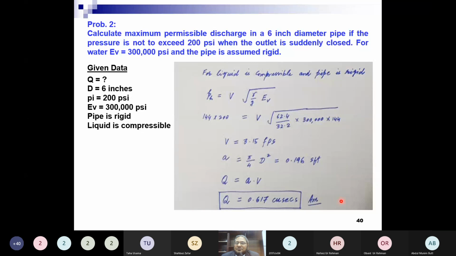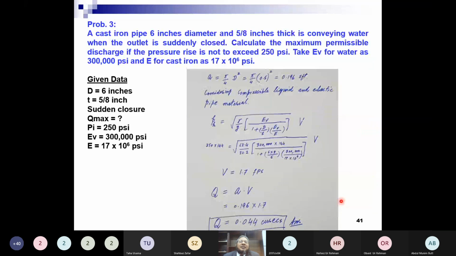Is that? Yes. Okay, now we are moving next. Problem number three, a cast iron pipe, 6 inches diameter. Now this pipe is cast iron. We assume that cast iron pipe can behave elastically for certain limit. And 5 over 8 inch thick is conveying water when the outlet is suddenly closed. Calculate the maximum permissible discharge. Again, we have to compute the discharge, if the pressure rise is not to exceed 250 PSI. Take EV for water as 300,000 PSI and E for cast iron as 17 into 10 raised to 6 PSI.